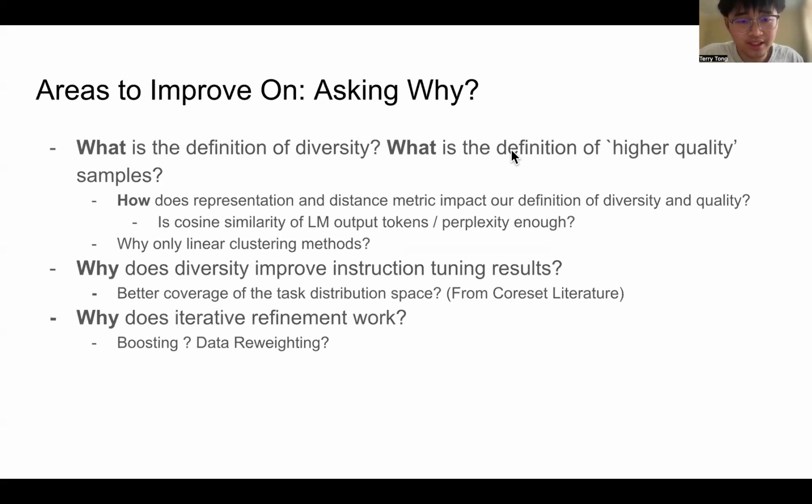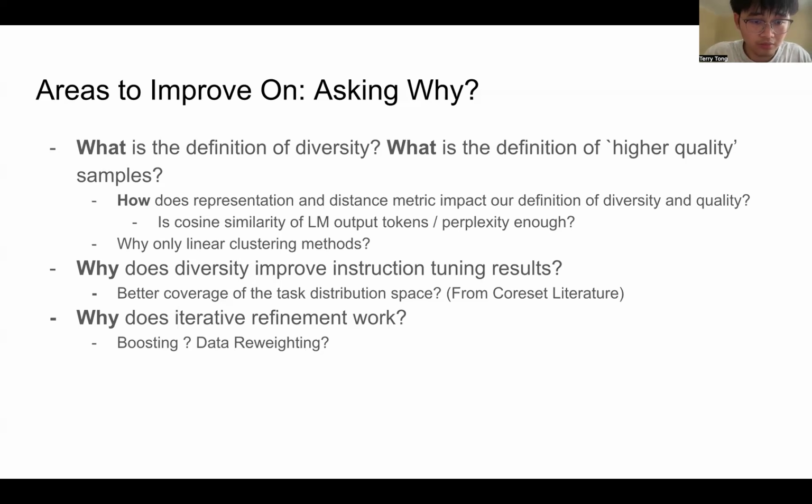So first of all, I think it's necessary to come up with a rigorous definition of what diversity is and rigorously define what higher quality is. Is higher quality how much the data influences the final outputs, accuracy, or is it the perplexity of the data points? This will really impact our methodology. So I think it's important to really clarify.